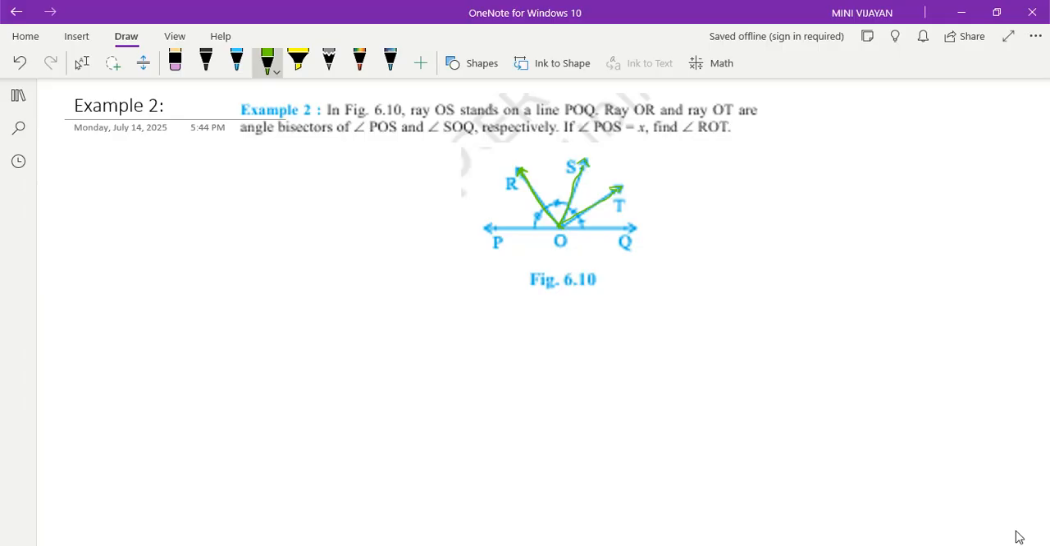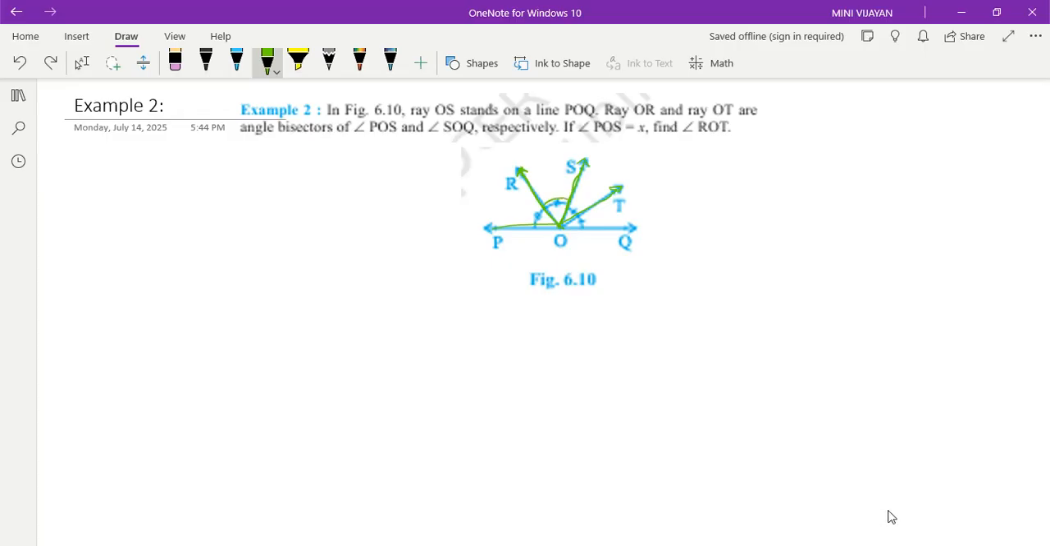We can see the angle POS here. This is the angle POS, and it is given that this OR is the bisector. OR is the bisector of that angle. What do you mean by bisection? Bisecting an angle, what is the meaning? Which means the angle is divided into two equal parts.